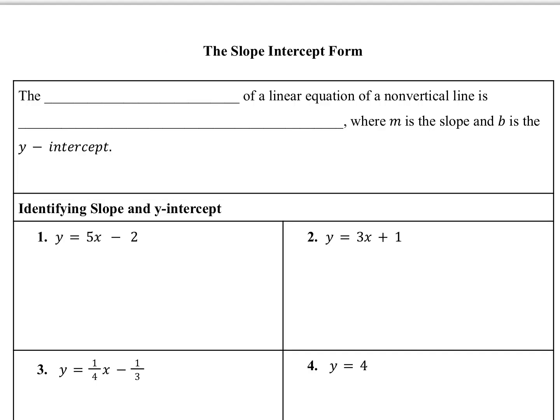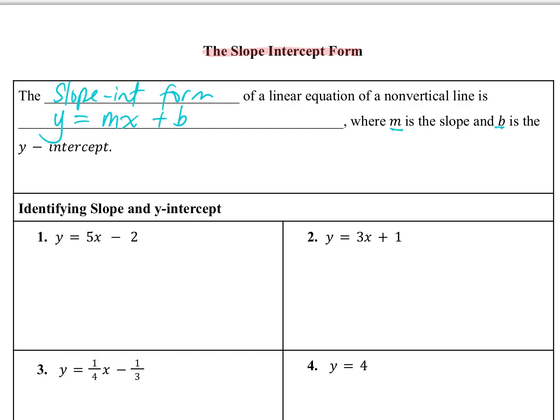The slope-intercept form. So we're going to be looking at slope-intercept form here in this lesson. Okay, so the slope-intercept form of a linear equation of a non-vertical line is y is equal to mx plus b, where m is the slope and b is the y-intercept.